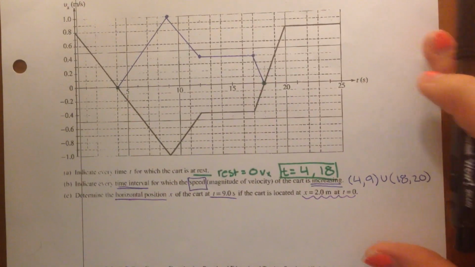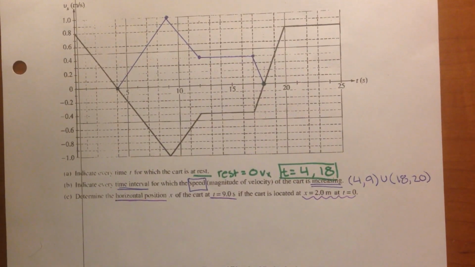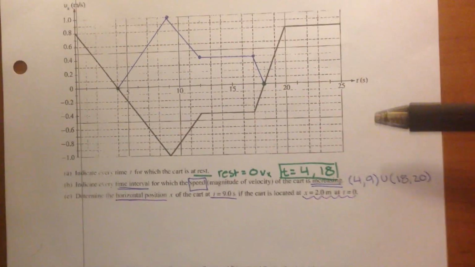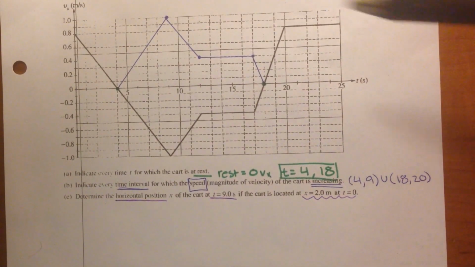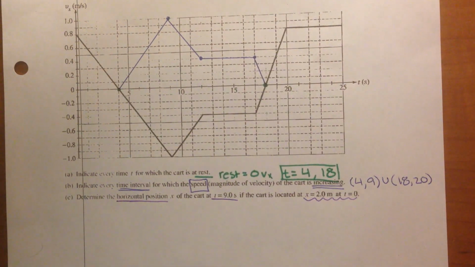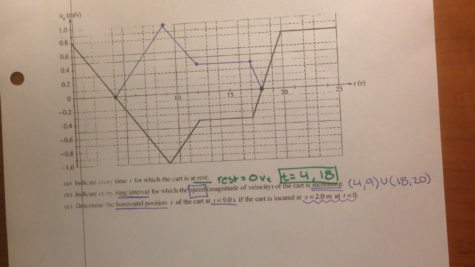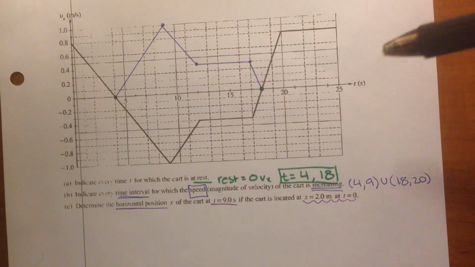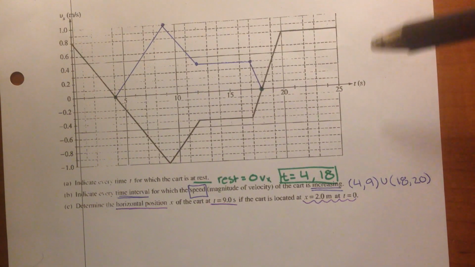So part A reads, indicate every time t for which the car is at rest. Since this is a velocity time graph, we know that when the velocity is 0, that means our car is at rest. So we look at the graph and the x-intercepts at 4 and 18. But we have to keep in mind that if this was an acceleration graph, an acceleration of 0 does not necessarily mean that we're at rest.